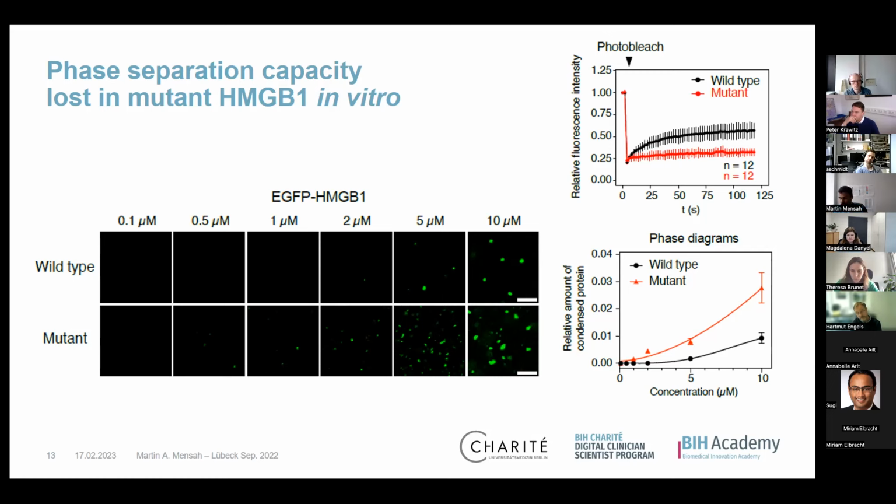And when those molecules diffuse quickly, the fluorescent signal recovers quickly. When the diffusion rate is diminished, then the fluorescent signal in the region that you've bleached will not recover that quickly. And this means what we see here is that the diffusion rate of HMGB1, mutant HMGB1, is diminished.